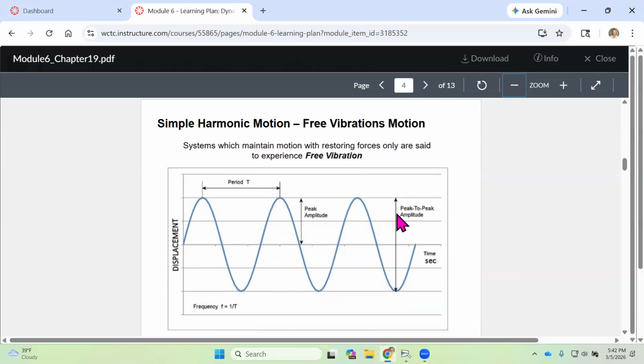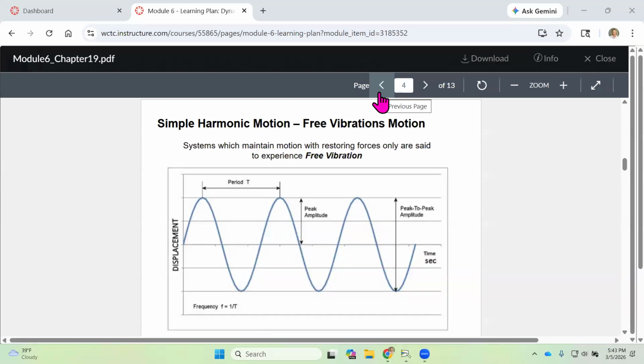Do you guys remember simple harmonic motion from any previous classes that you had with me? Anyone? It was just last term. I know there's been the Christmas break in between, but anybody remember simple harmonic motion? Kinematics. Thank you, Tyler. Yes.